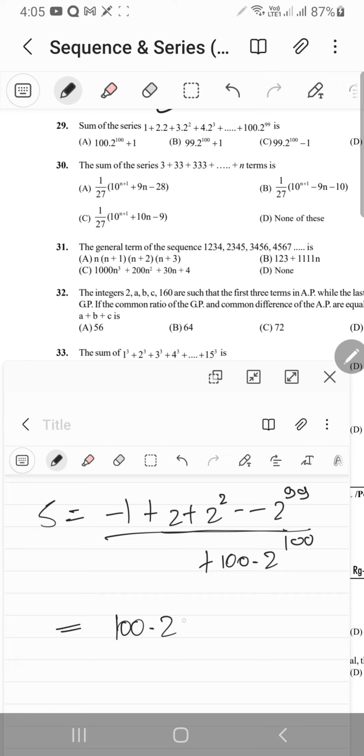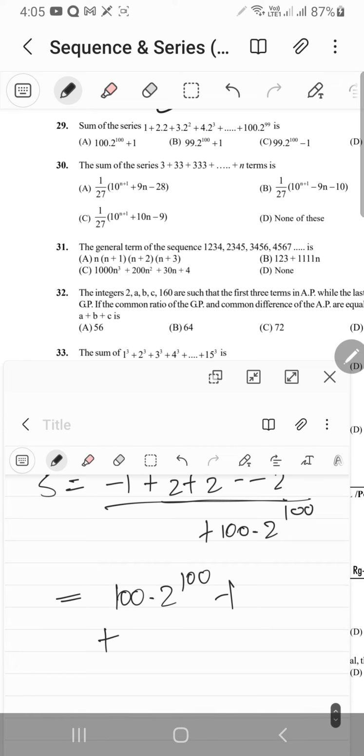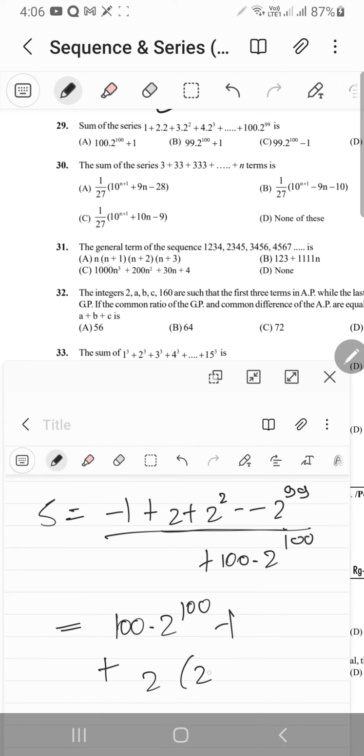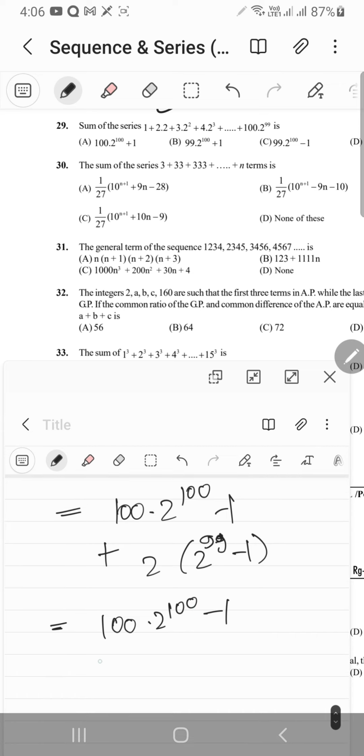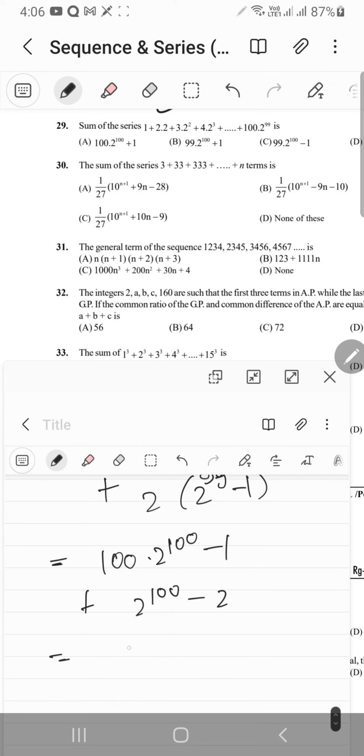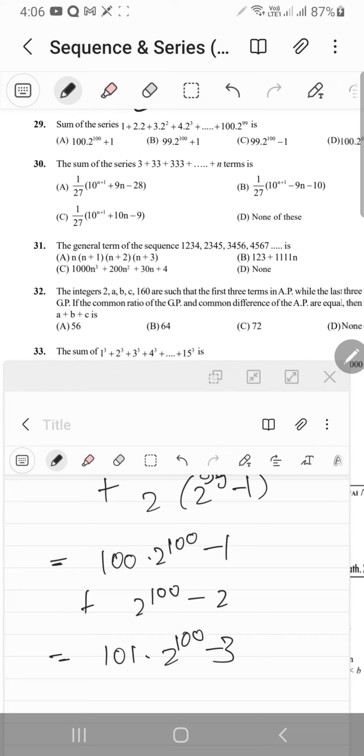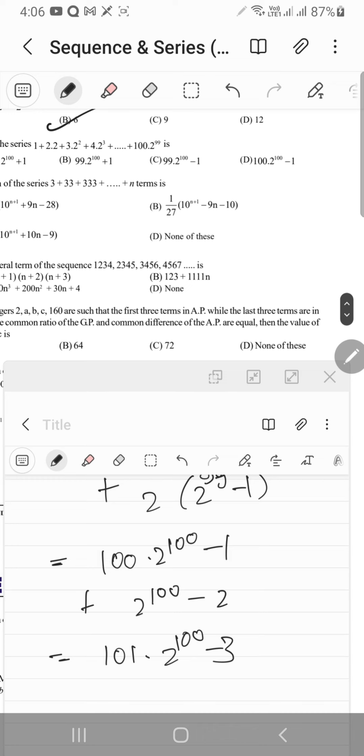So it's 100 times 2 power 100 minus 1 plus, so it's a, which is 2 into r, which is 2, to the power of n, 99, minus 1 upon 2 minus 1. 2 minus 1 is 1, and this is 100 times 2 power 100 minus 1 plus 2 power 100, isn't that correct? Okay, minus 2, 101 times 2 power 100 minus 3, and that's just not there.